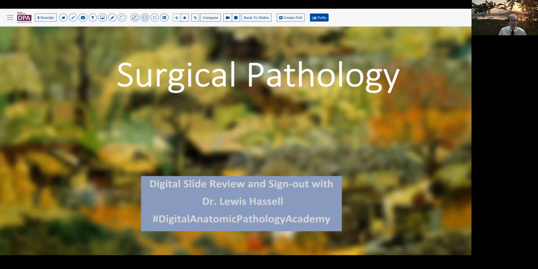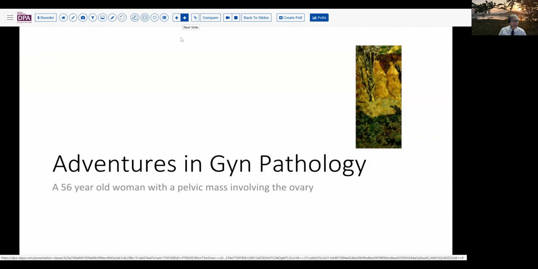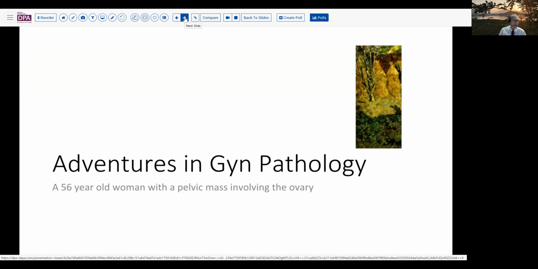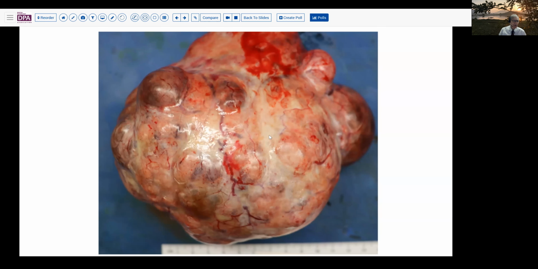Our case today comes from the realm of gynecologic pathology. The patient is a 56-year-old woman who's been found to have a pelvic mass involving one ovary. With concern for possible malignancy, this lesion was removed and brought to the pathology laboratory for evaluation. As you can see, it's a rather bulky, multinodular, irregular mass with variable sized yellowish, tan, and sort of purple red nodules protruding from the surface.